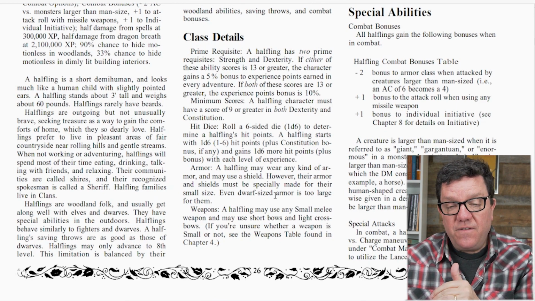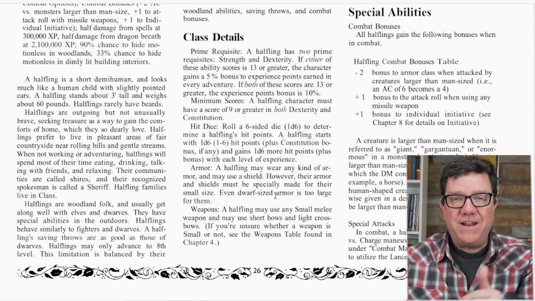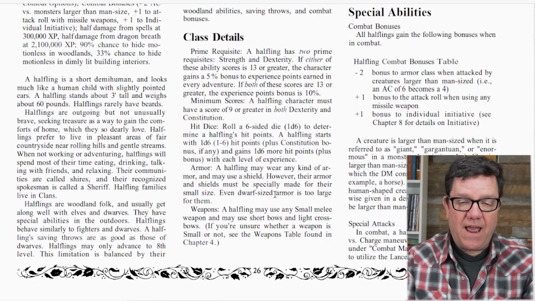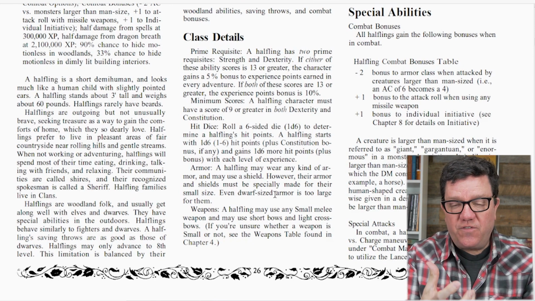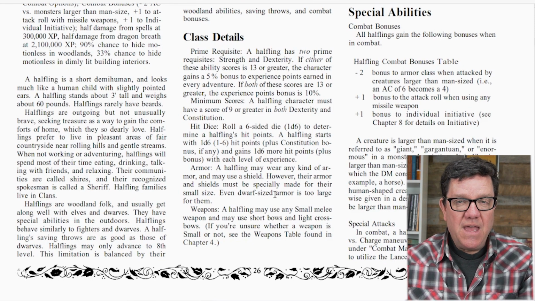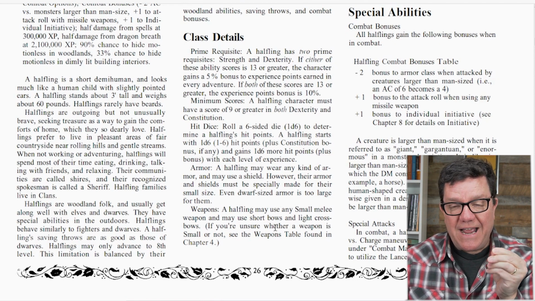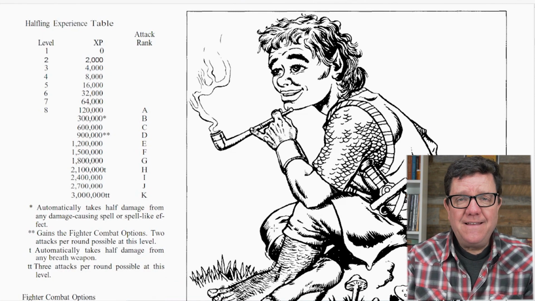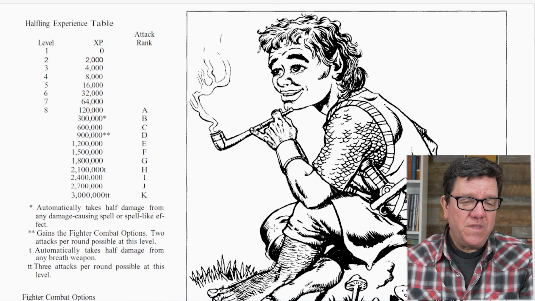The other thing is they're 1d6 for hit die. Now, they can wear any kind of armor or shield, but it has to be specially made. And this is a tricky thing, how you handle that, right? Even dwarf size is too big. They're very small, and they can only use small melee weapons. And they can use short bows and light crossbows only. They go up in experience at the same rate as a fighter, but cap out at 8, lowest of any of these.